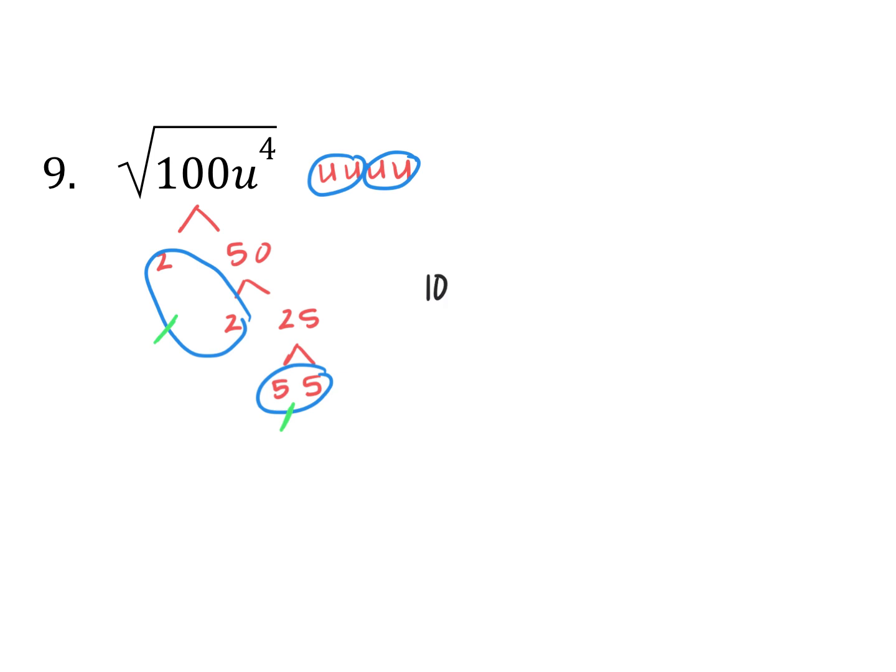I have 2 groups of U's, so I'm going to say U squared. And then when I look, do I have any other numbers that are prime that did not get circled? No. Do I have any letters that are prime and did not get circled? That's also no. So this is going to be my final answer.